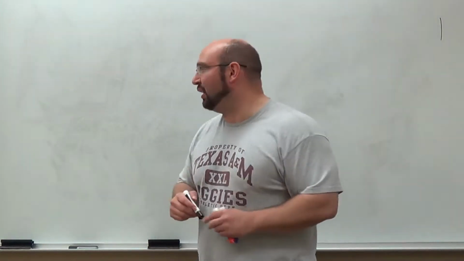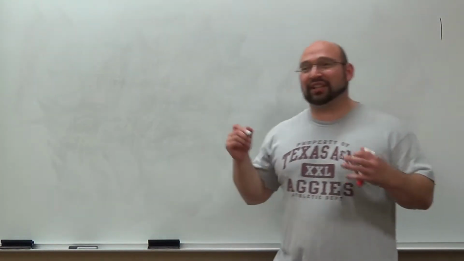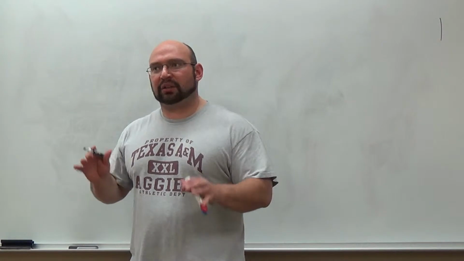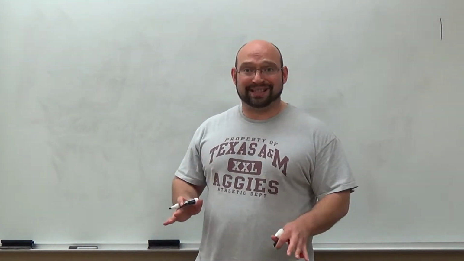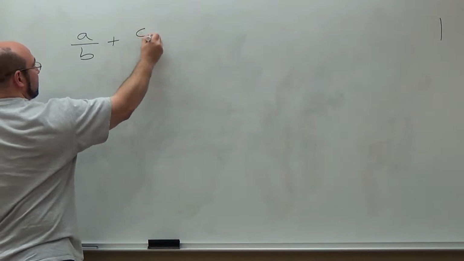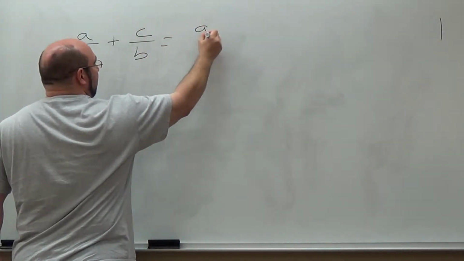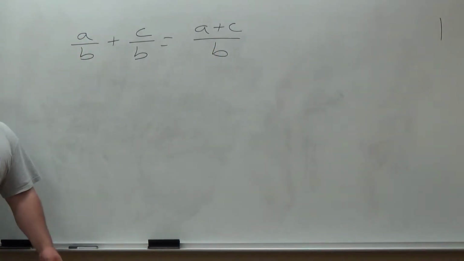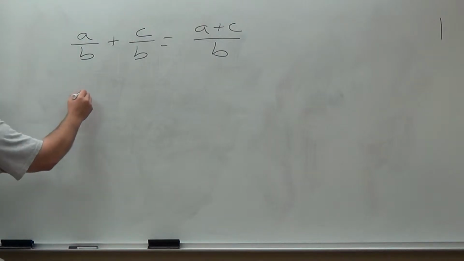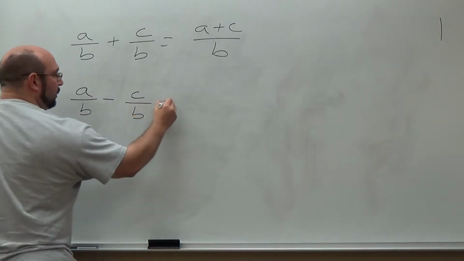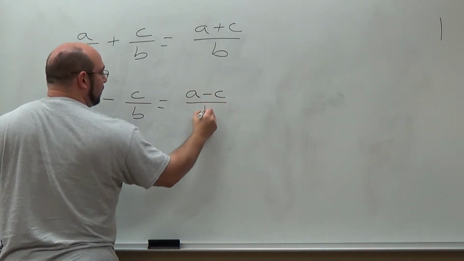We're back with fractions. Okay, so now we're going to talk about the addition and the subtraction of fractions. What I want to start off by saying is right now we're just going to start where the denominators are exactly the same. So A over B plus C over B is A plus C over B. Real simple. A over B minus C over B is A minus C over B.